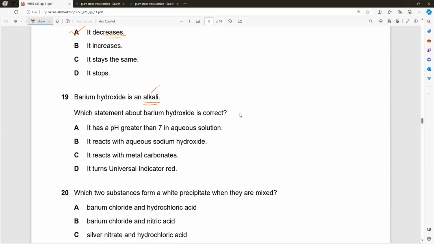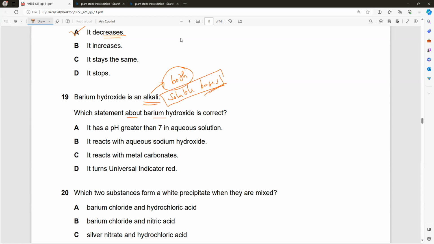Next, barium hydroxide is an alkali. Alkali means what? Every base is not an alkali, but all alkalis are bases. Alkalis mean soluble bases. Am I right, everybody? So soluble bases is the only way to call them alkalis.